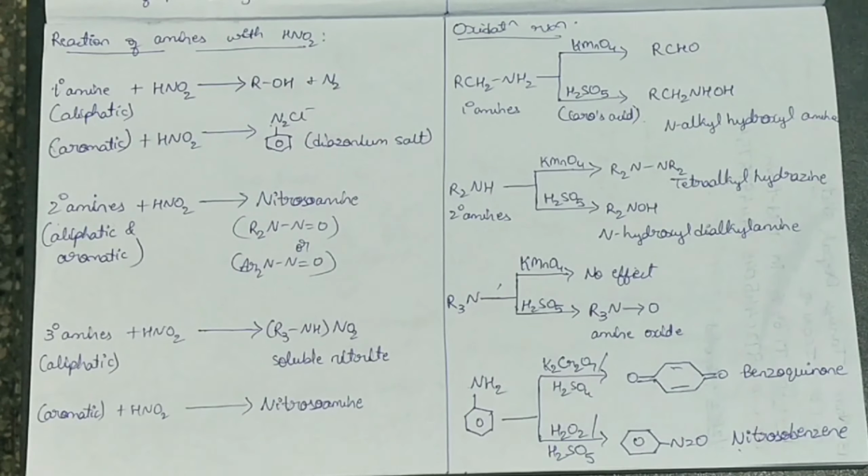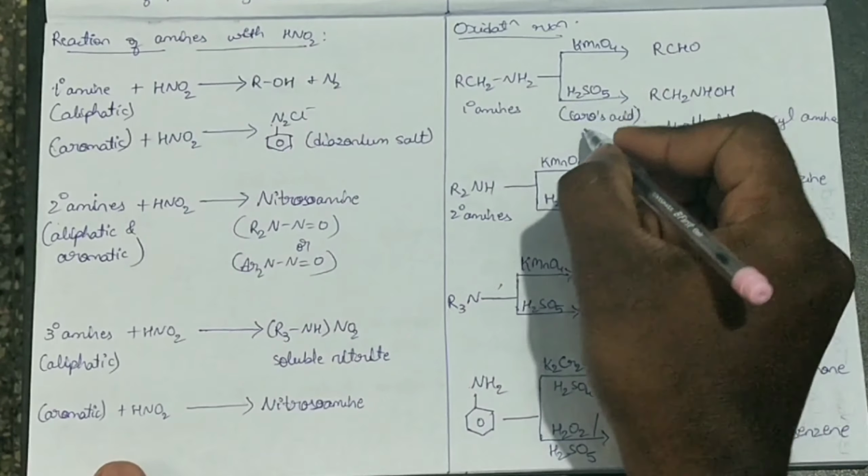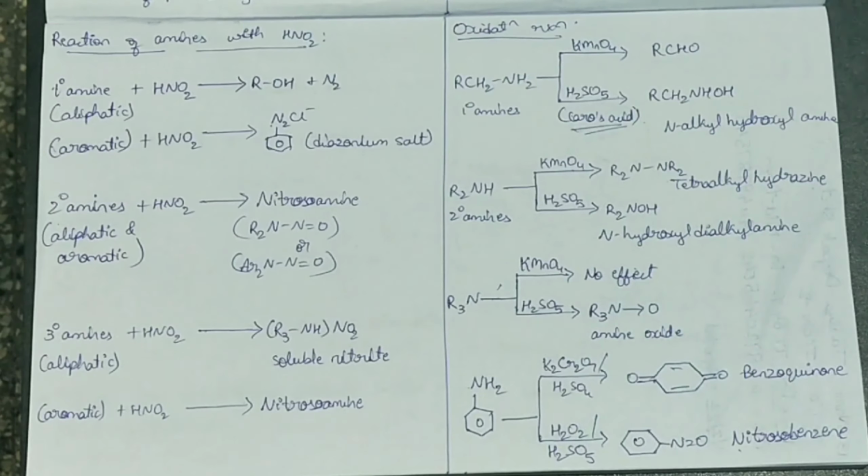So next will be the oxidation reaction of amines, where primary amines on oxidizing with KMnO4 give an aldehyde group, where primary amine reacts with H2SO5. H2SO5 is also known as Caro's acid. So when primary amine is reacted with Caro's acid, it gives an N-alkyl hydroxylamine.